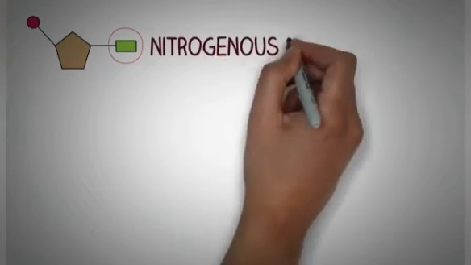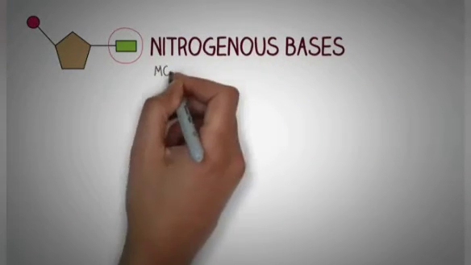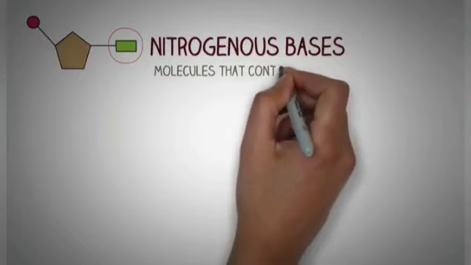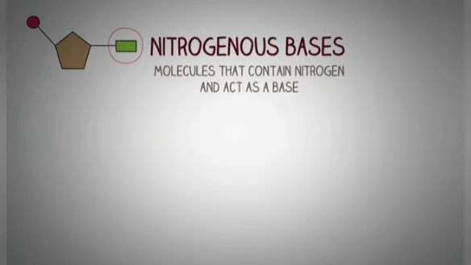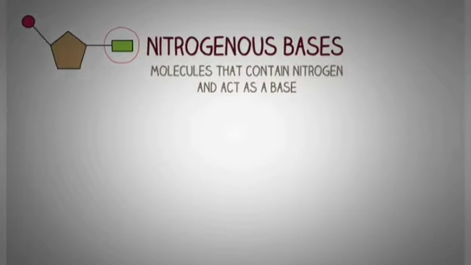Now, the third important structure present in the structure of a nucleotide is the nitrogenous base. Nitrogenous bases are basically molecules that contain nitrogen in varying amounts and they act as a base.